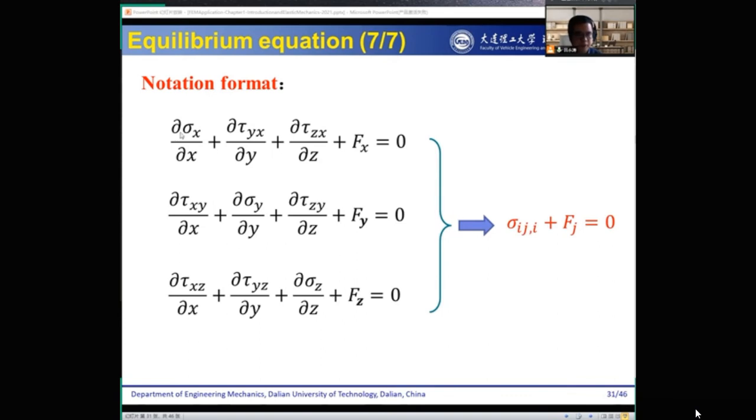And the second letter, x, y, z, is iterating over different equations, so it is the free index. j is the free index. This is very important. If you don't know how to convert those equations into index format, you should do more examples and more practice after the lecture.